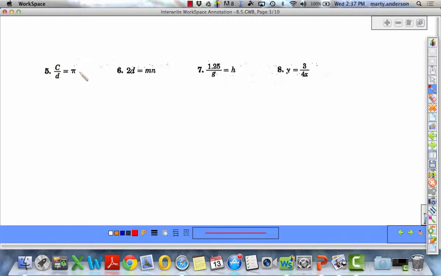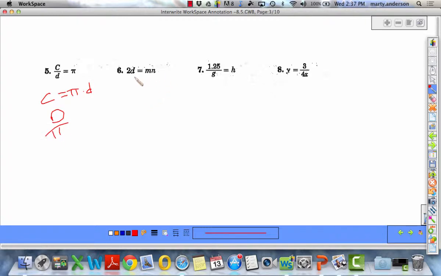Next couple, again, this is very similar. Circumference divided by diameter equals pi. Pi is just a number, so it's 3.14. So this would actually be c equals pi times d. So we would know that it's direct, and our constant of variation is pi.